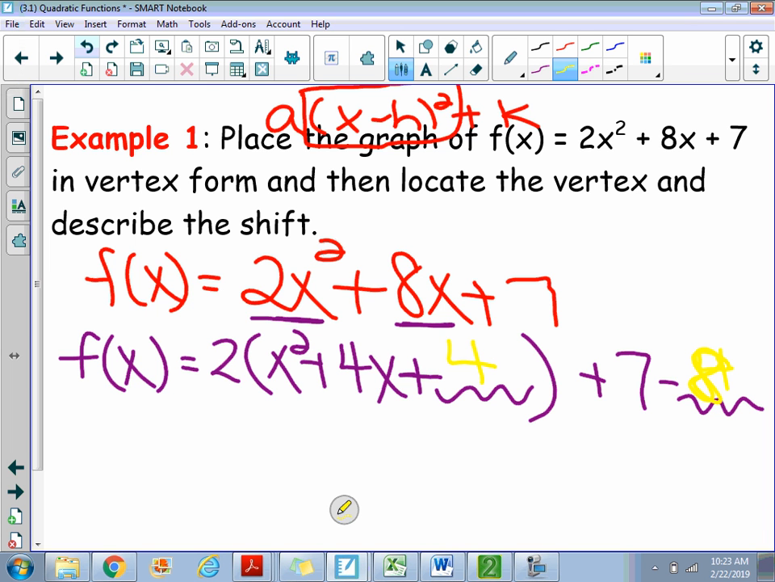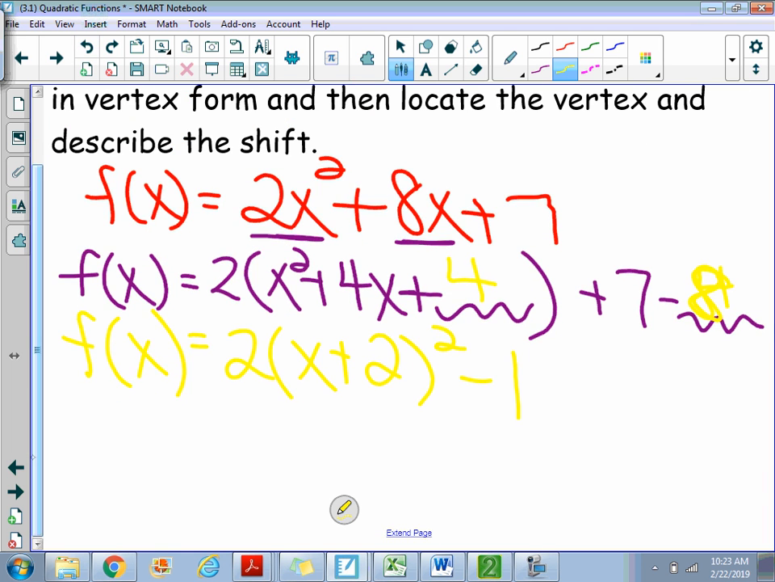So when I complete my square, it's 2 times what quantity? Excellent. Bingo. And then I do 7 minus 8, which is minus 1. And there is our beautiful vertex form. And I could easily graph that.